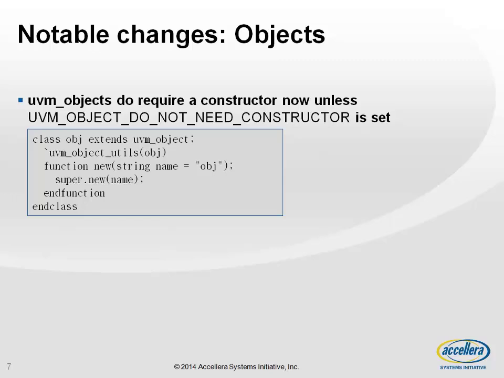How does the constructor look? Function new, string with a default argument, super.new, and endfunction. If you don't like to write it, there's a script in the utils bin area. Just run it, and that script basically adds the 3 lines of code to the classes which do not have that constructor. It's a one-time change, not big in functionality. It solves some problems in the register area. Keep in mind, if you have UVM objects, add that constructor.